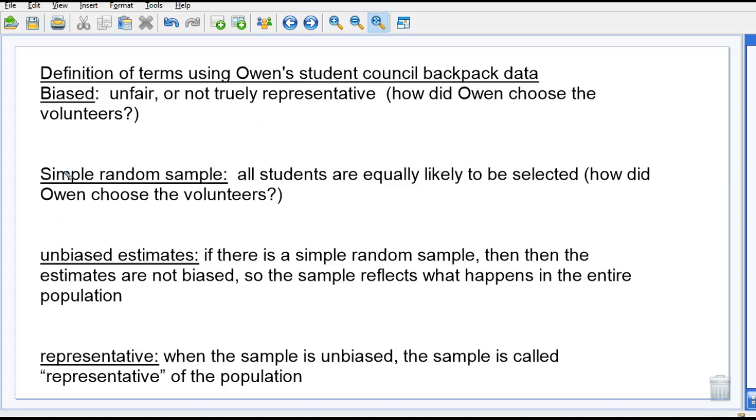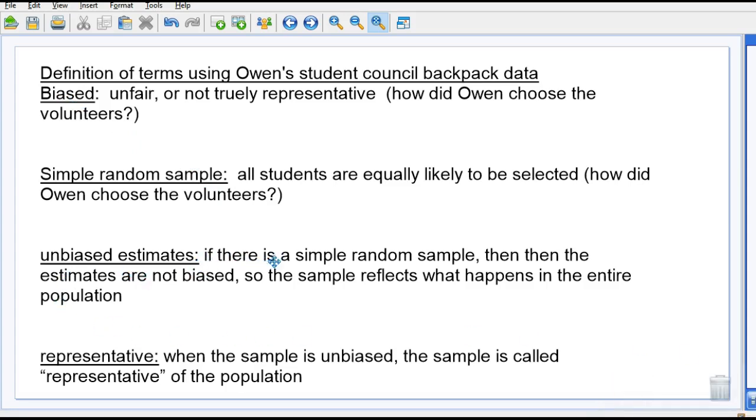Okay, a simple random sample. All students are equally likely to be selected. So again, how did Owen choose the volunteers? If he just got a list of all the possible students and then had some sort of random number generator or had something that would randomly choose the students, put all their names into a hat, shake it up, and then pick names, that would work out very well. If it didn't go that way, then it wouldn't be a simple random sample. It would be biased. Okay, unbiased estimates.